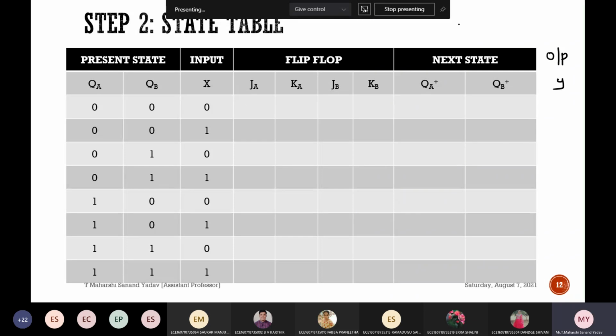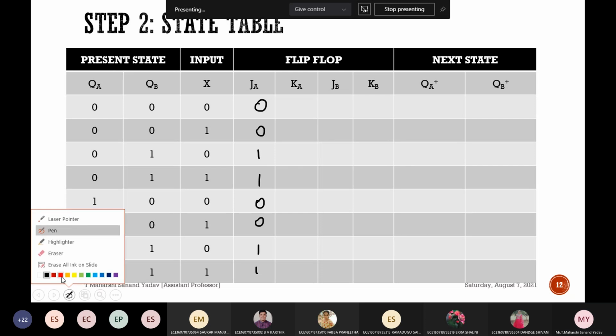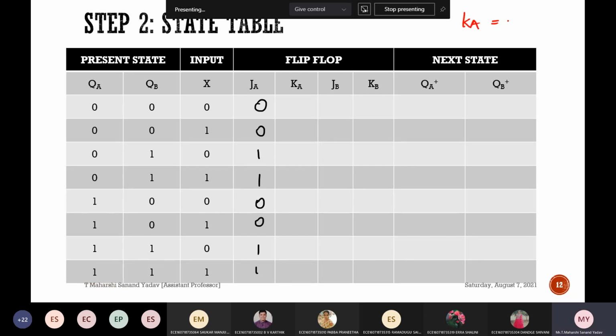Similarly, tell me the answers for JA. JA is QB; it depends on QB. So all the values of QB you need to write here. QB is 0, 0, 1, 1, 0, 0, 1, 1. Next, similarly, tell me for KA. The KA answer we got is X bar into JA. X bar is 1, 0, 1, 0, 1, 0, 1, 0. Simply multiply X bar with JA: 0, 0, 1, 0.